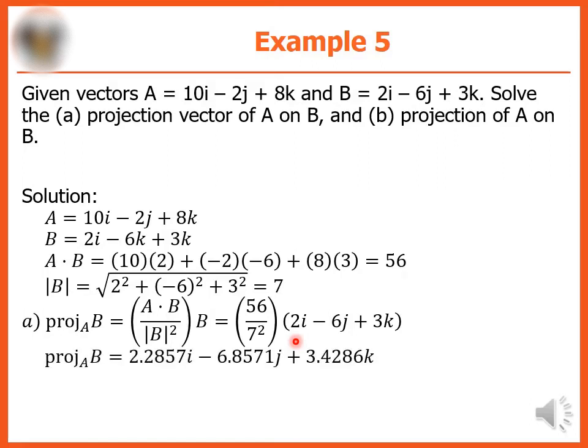So this is now equal to 2.2857i - 6.8571j + 3.4286k. And then we're going to solve for the projection of A on B, which is equal to the dot product of A and B divided by the magnitude of vector B. That's equal to 56 divided by 7, so that's equal to 8.